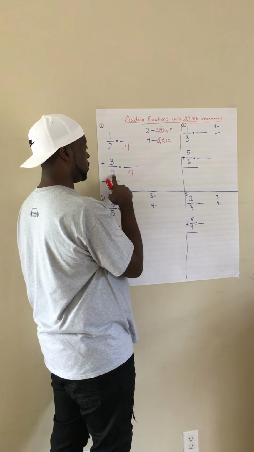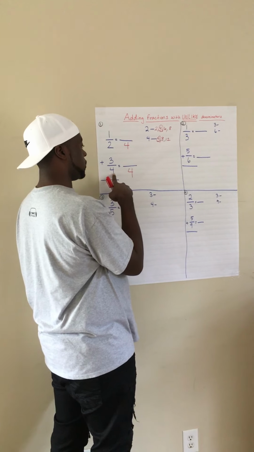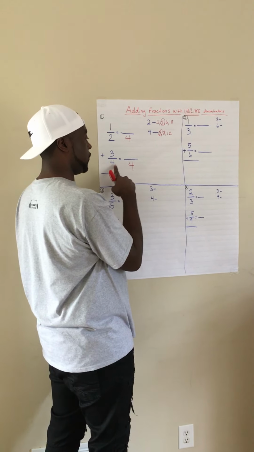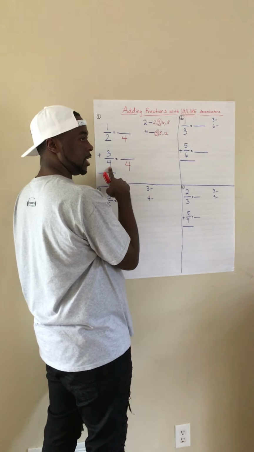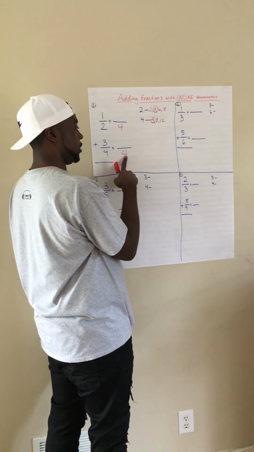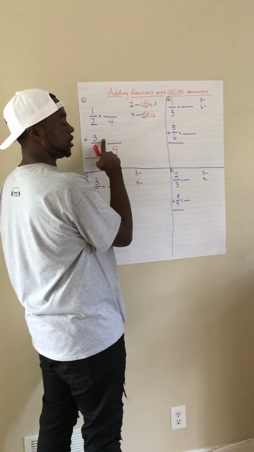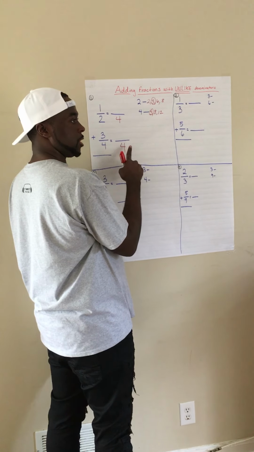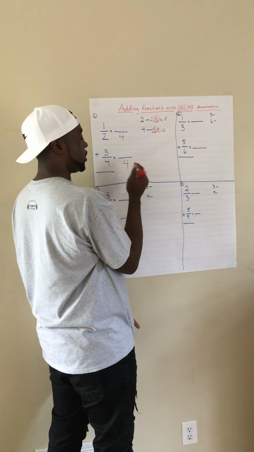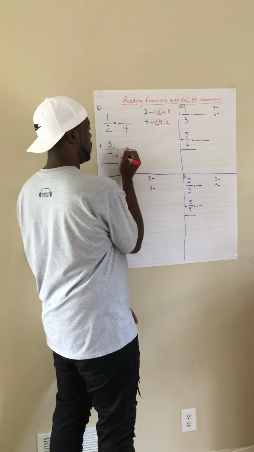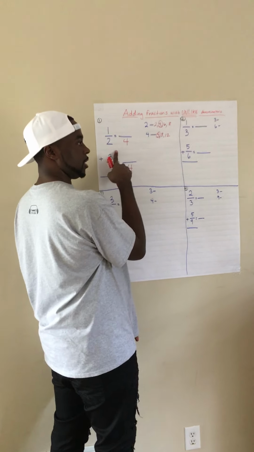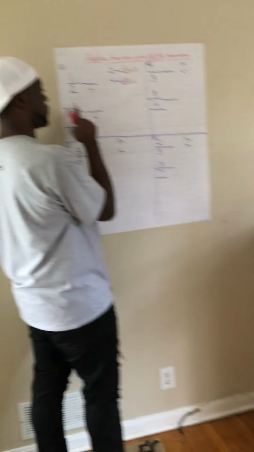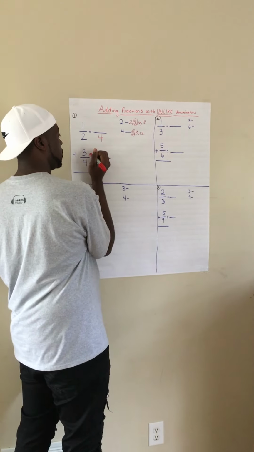So what we do is we're going to find out what number times our old denominator will give us a new denominator. And then what we do to the bottom, we're going to do to the top. So I'm going to show that. 4 times what number gives you 4? Okay, so 4 times 1 gives you 4. So what we do to the bottom, we're going to do to the top. We're going to multiply 1 up top as well. So 3 times 1 gives you 3.